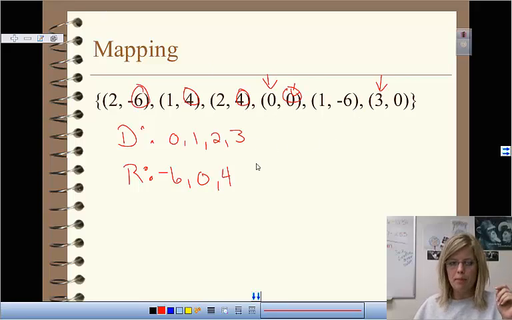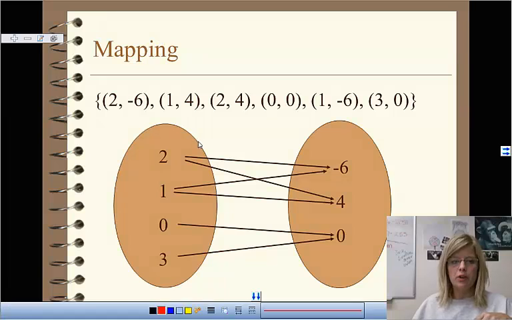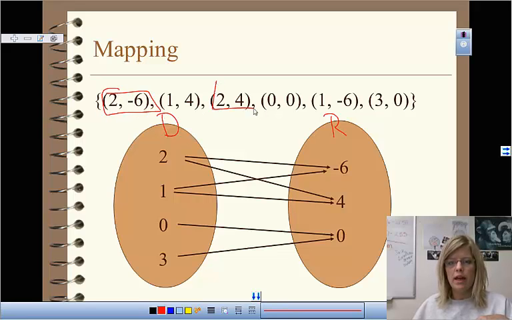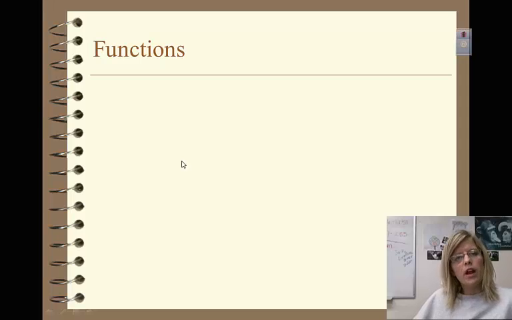So if we were to map it, you would have had something similar that looked like this. These were your domain values, your x values. These were your range. Notice I had 2 twice, 2 to -6 and 2 to 4. I used the same number. I just went once to -6, once to 4. You guys remember that? I bet you do. Alright, here we go. Moving on.